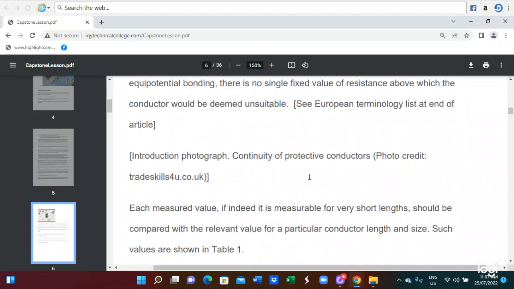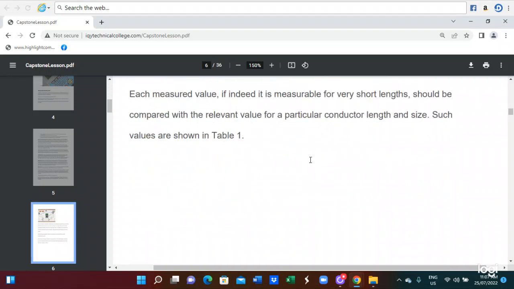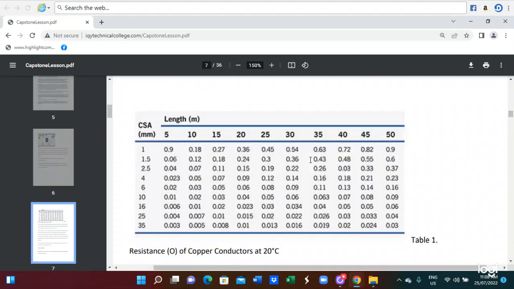Also, we have to do the continuity test of the protective conductor. You have to test each measured value. So this is for this table. Depending on the length of the cable, that should be the appropriate measured value. So this is cable length, this is the cable cross-sectional area, and this is the measured value. So this measured value has to be known.